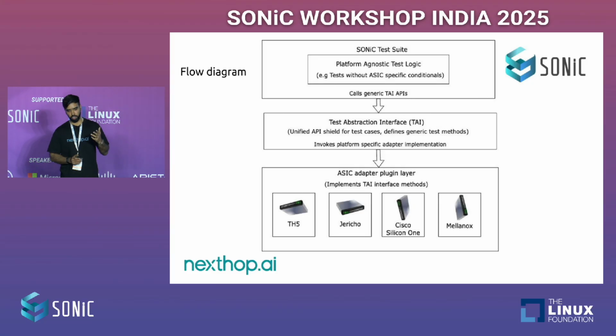The tests will call the TIE APIs, similar to how SWSS and syncd call the SAI APIs. It's exactly similar. The test abstraction interface acts as a unified API shield for the test cases. It will define generic methods, and it's up to the adapter to implement the methods. I've given some examples, but it's not limited to these ASICs; it can be leveraged for other ASICs also. Any questions so far?